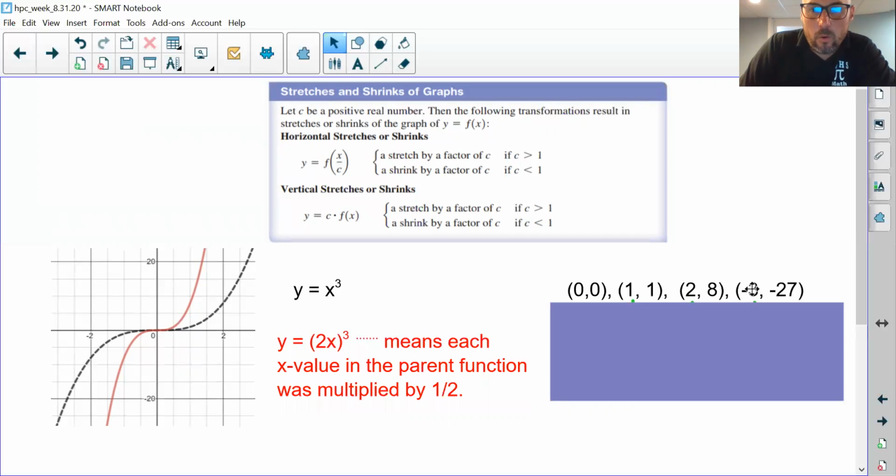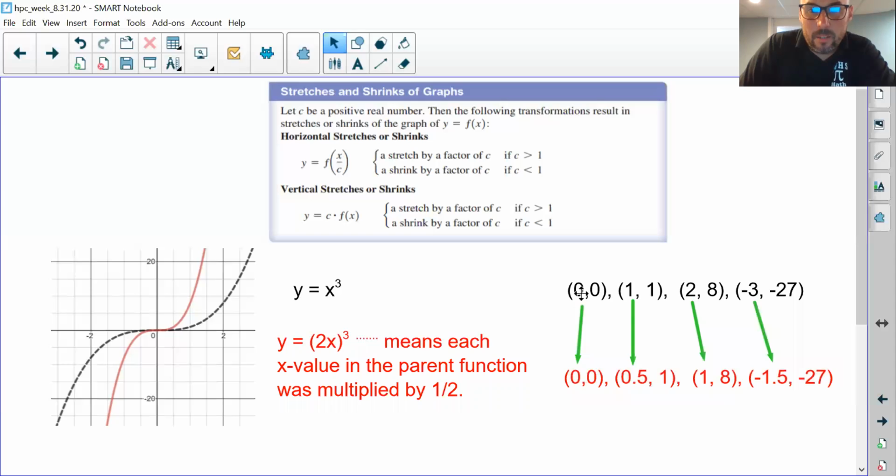Here are 4 ordered pairs that are on the original black parent function. You got the origin. 1 goes to 1 because 1 cubed is 1. 2 cubed is 8, so that's an ordered pair. And I also put -3, -27, because -3 cubed is -27. How do all 4 of those ordered pairs transform when you put a 2 in there? Well, it takes all the x values and it divides them by 2.